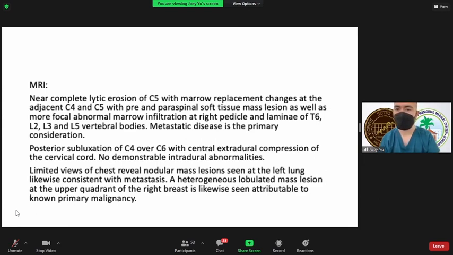There is a near complete lytic erosion of C5 with marrow replacement changes at the adjacent C4 and C5, with pre and paraspinal soft tissue mass lesion, as well as more focal abnormal marrow infiltration at the right pedicle and laminae of T6, L2, L3, and L5 vertebra. Metastatic disease is the primary consideration. There is also a posterior subluxation of C4 over C6 with central extradural compression of the cervical cord. There's no demonstrable intradural abnormality. So these are the results of your MRI.